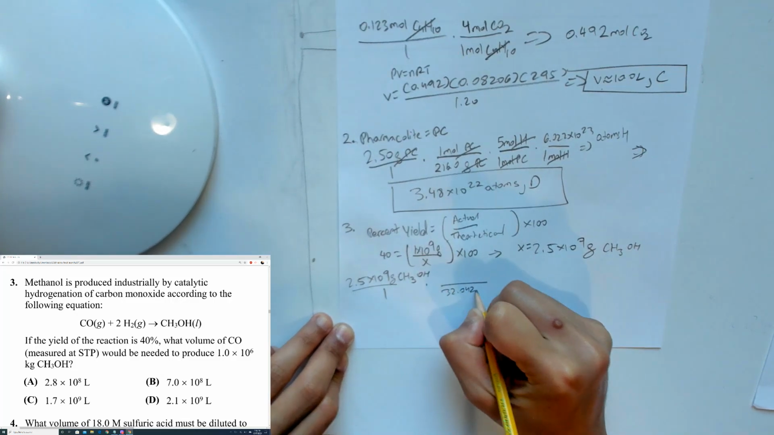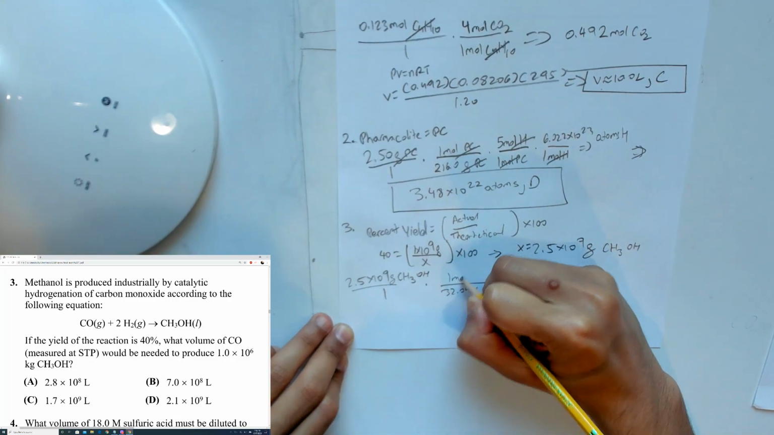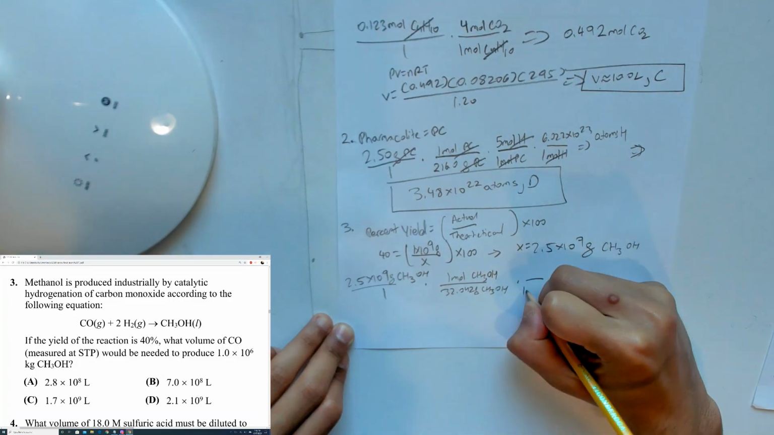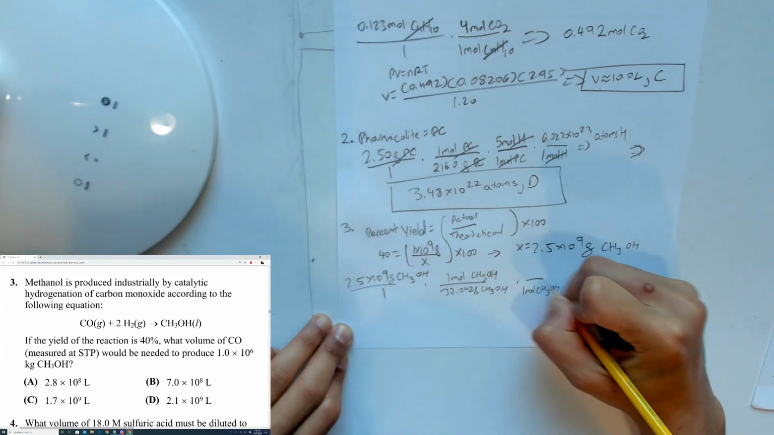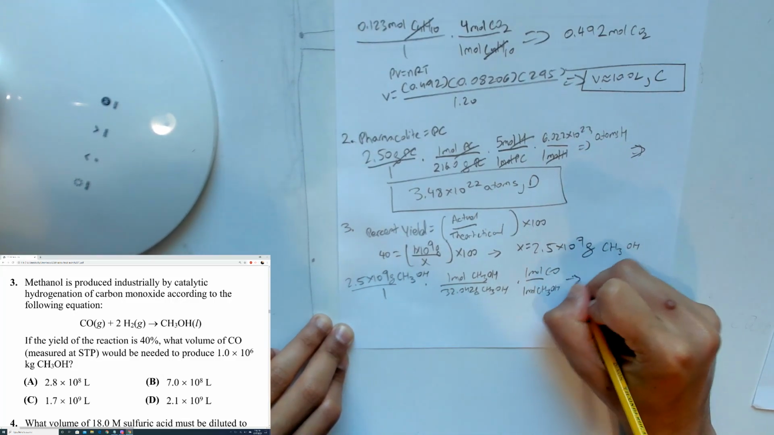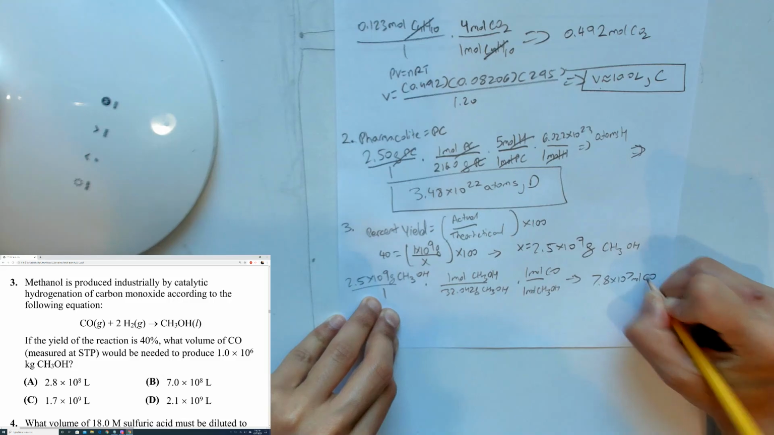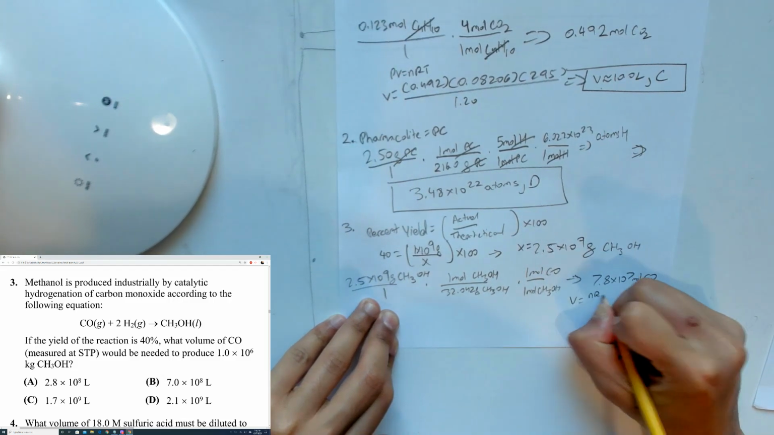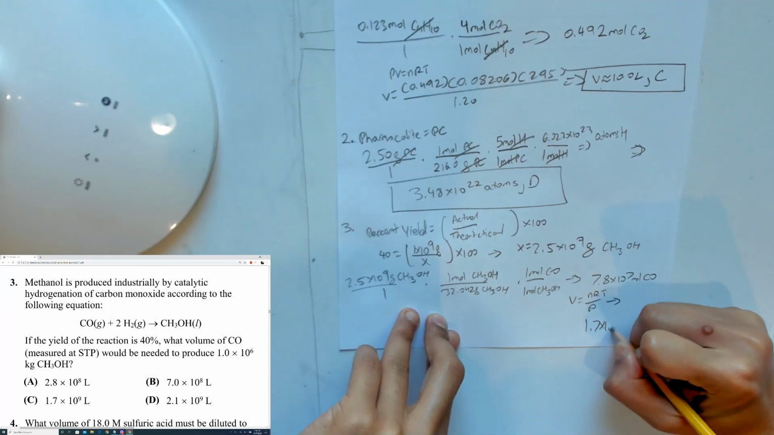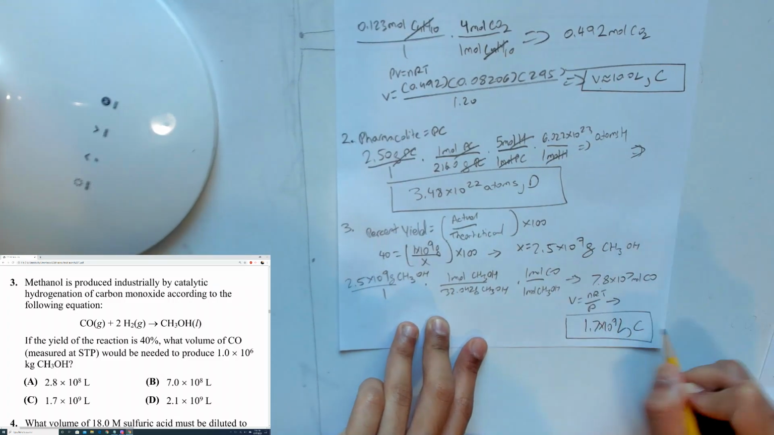Then we just use the simple stoichiometric ratio. Feel free to skip forward if you find this redundant. 1 mole of CH3OH equals 1 mole of CO, and that gives you 7.8 times 10 to the 7 moles. Let me just use V equals nRT over P, and that gives you 1.7 times 10 to the 9 liters, or C. Not that hard of a problem.